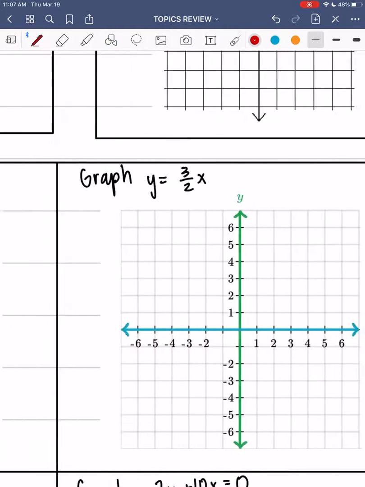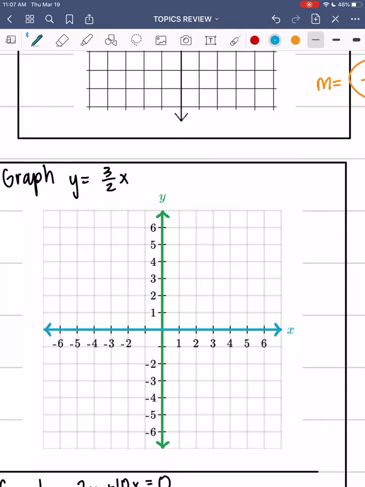Okay, here's another one, y equals 3/2 x. So first thing I do is look for the y-intercept. Well, there's no number by itself here. That really means a plus 0. So that means our y-intercept point is just right at the origin. You don't have to go up or down at all.